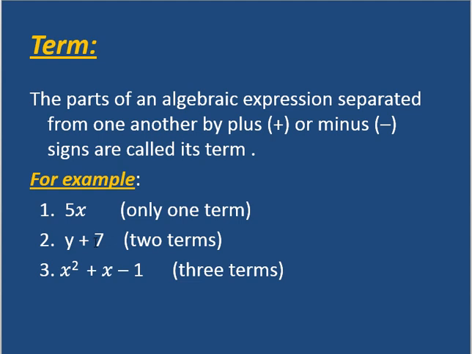First term is y, second term is 7. So 2 terms. Number 3, x square plus x minus 1. How many terms are there? Yes, you have three terms. First term, then plus x is the second term, and minus 1 is the third term. So we have three terms here.